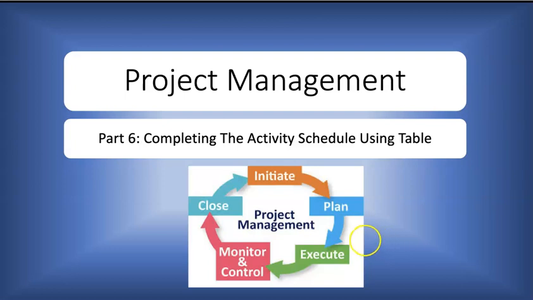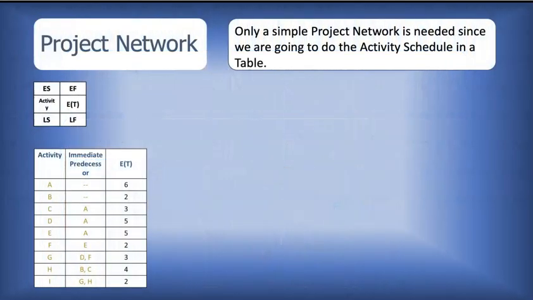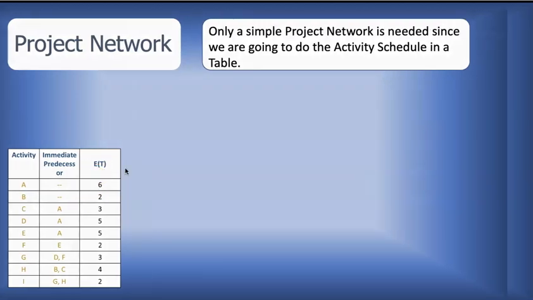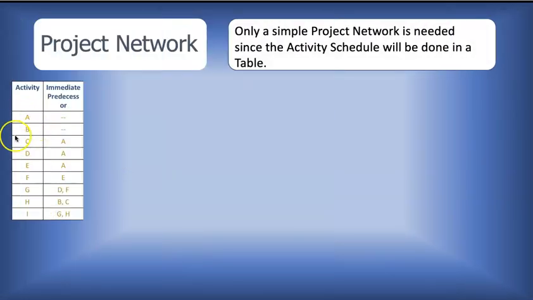Alright, so here we go. We're on to part 6, where we look at completing the activity schedule using a table. So if we're using a table for the schedule, the detailed schedule, we can do a simple project network instead of the technical one. So we wouldn't need to use a key, and we would need to be using the times in the network. So here we go.